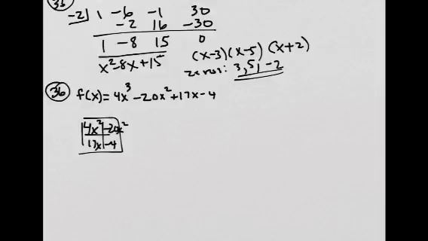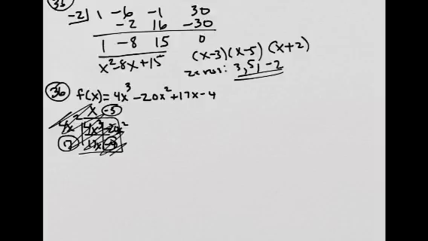So greatest common factor on the first row is 4x squared. This is 3 right there. So then 4x squared times what gives you 4x cubed? That would be x. And 4x squared times what gives you negative 20x squared? That would be minus 5. And then x times what gives you 17x? That would be 17. And when you test 17 times negative 5, you definitely do not get negative 4. So this method doesn't work for this problem.